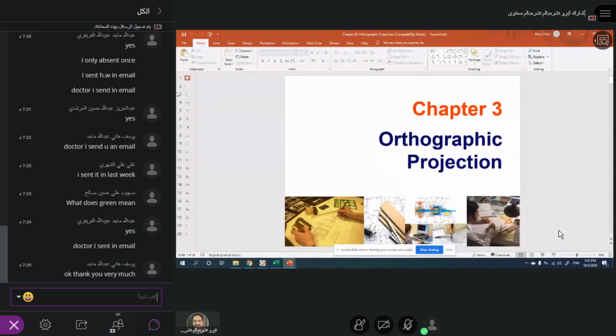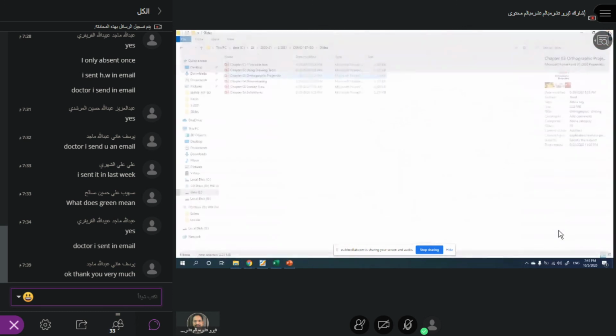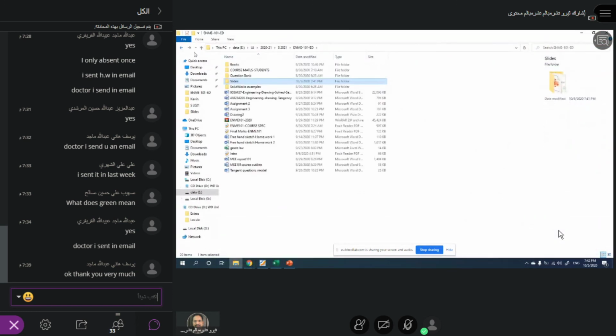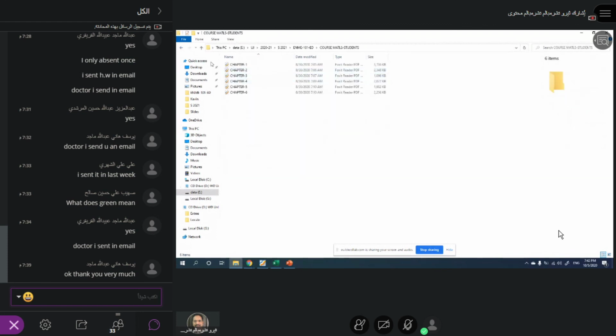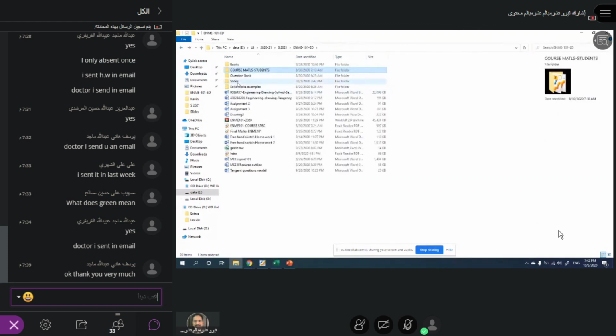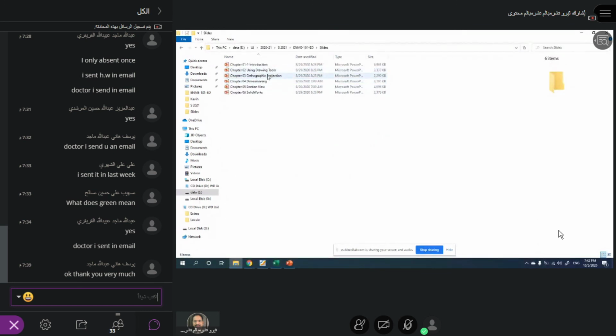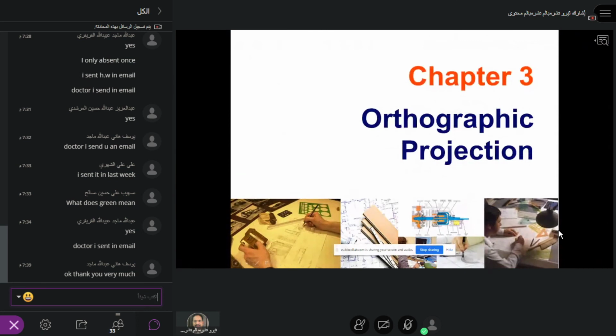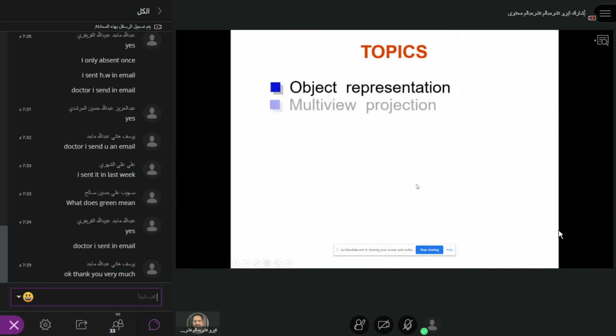So in the next chapter, we are going to discuss the orthographic projection. Chapter 2, slides using drawing tools, orthographic projection. Okay, the next chapter is orthographic projection, and the topic we are going to discuss is object representation, multi-view projection.